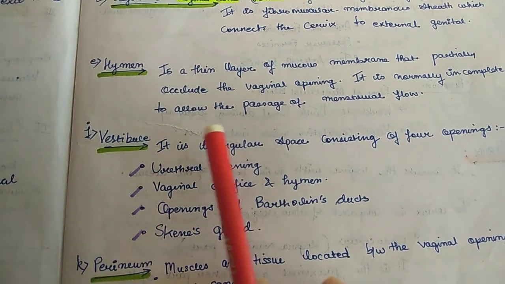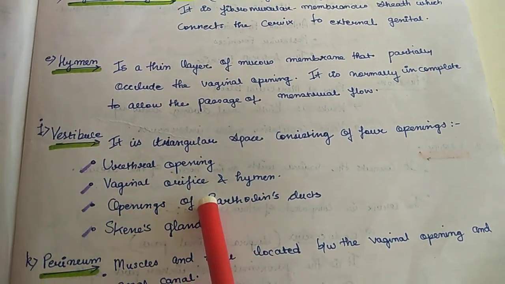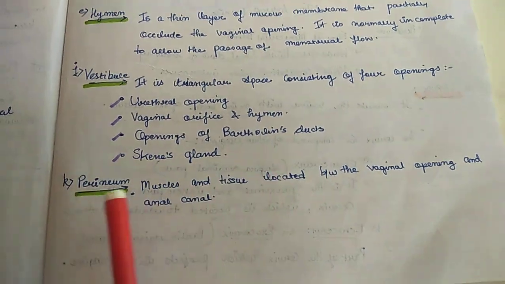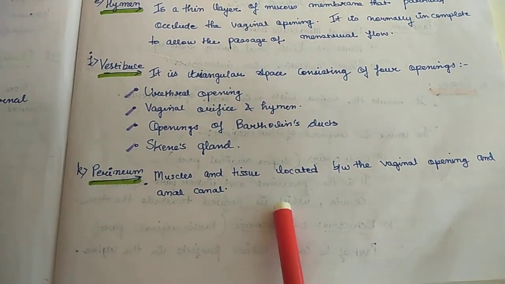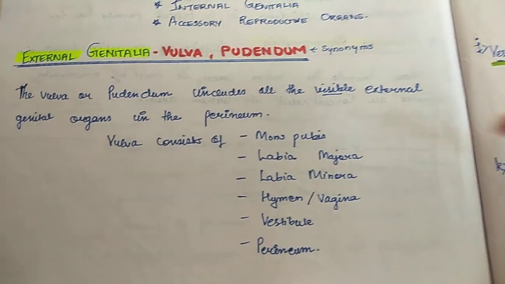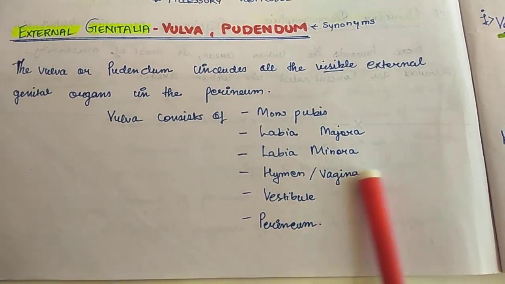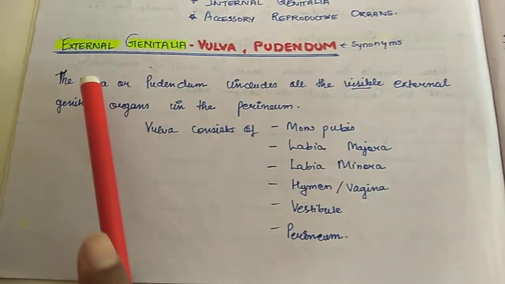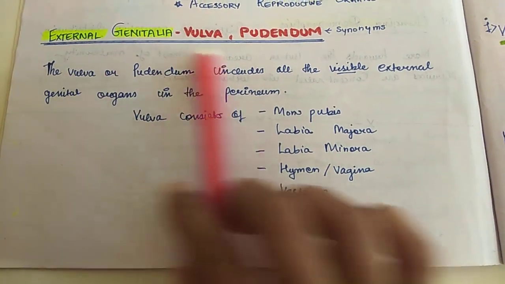Then we have the vestibule. It is a triangular space consisting of 4 openings: the urethral opening, the vaginal orifice and hymen, and the openings of the Bartholin's ducts and Skene's gland. Perineum is the muscle and tissue located between the vaginal opening and the anal canal. So here we end with the external genital organs, which are mons pubis, labia minora, labia majora, hymen, not vagina. Vagina is internal, but hymen is an external genital organ. Next we have seen vestibule and perineum. So this was all about the external genital organs.